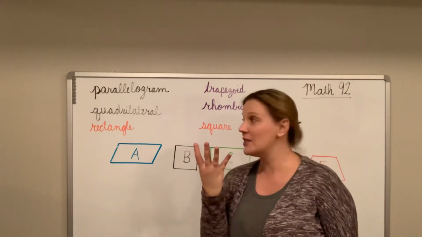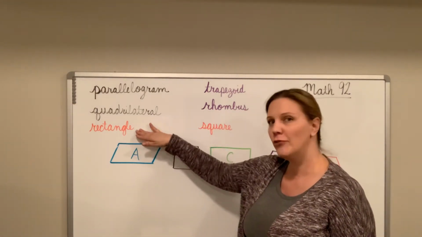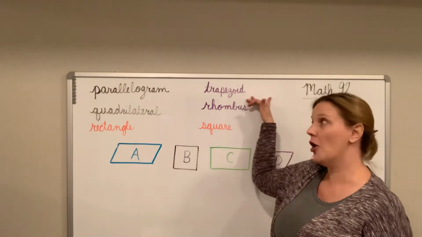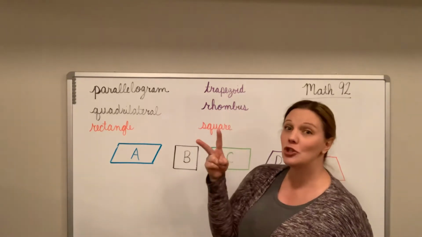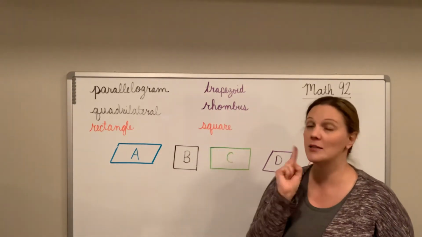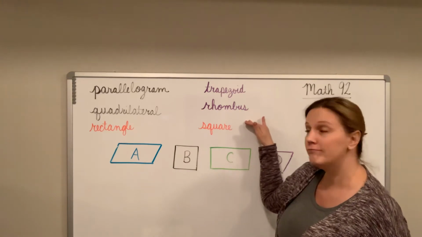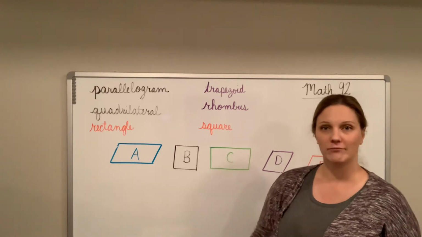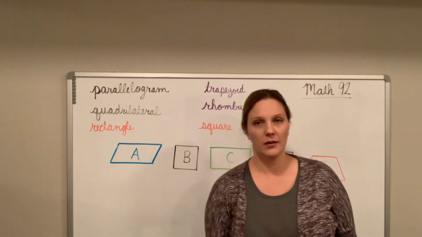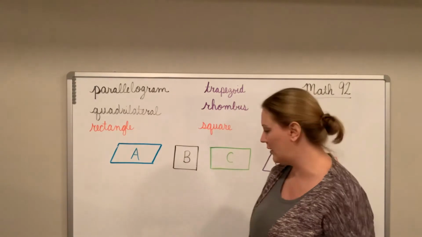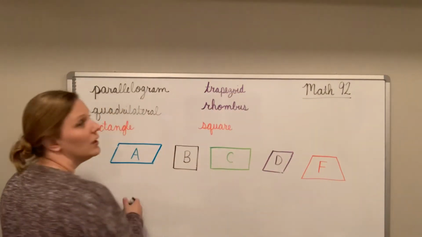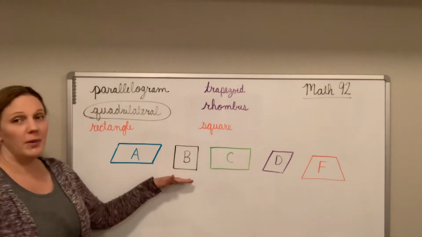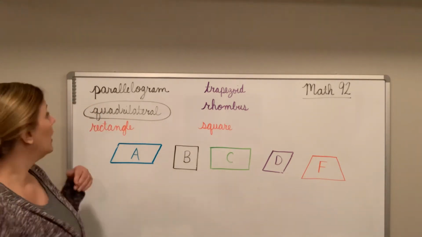We also know it's a quadrilateral, it has four sides. Is it a rectangle? No, because it doesn't have four 90-degree angles. Is it a trapezoid? No, because it's a parallelogram. A parallelogram has two sets of parallel sides. A trapezoid only has one, so no. Is it a rhombus? Are all sides the same length? No. Is it a square? No. So A could only be a parallelogram, or, like I said, we could just circle quadrilateral because I already told you they're all quadrilaterals. Okay. All right. So B, we know it's a quadrilateral. What else is B? Is B a parallelogram?